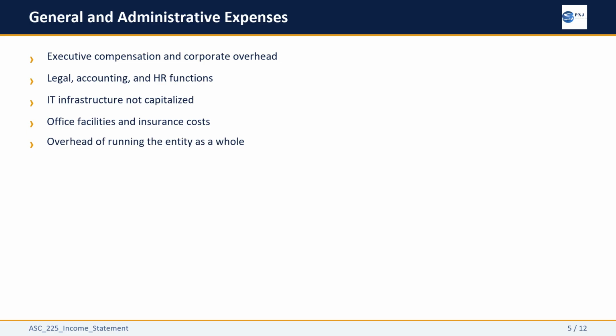General and administrative expenses, commonly called G&A, are the costs of running the entity itself. Not any particular product line or sales effort, but the organization as a whole. Executive compensation sits here. So does the corporate legal team, the accounting department, human resources, and IT infrastructure that does not qualify for capitalization. Office rent, utilities, and general insurance round out this category. If a cost keeps the lights on and the company functioning but does not tie to selling or producing a specific product, G&A is its home.